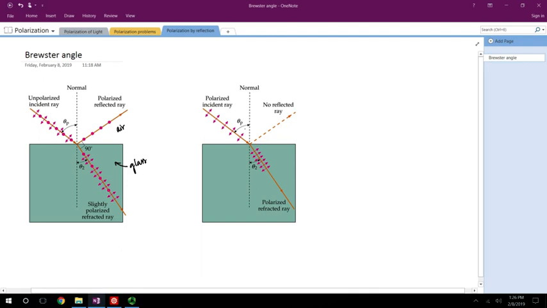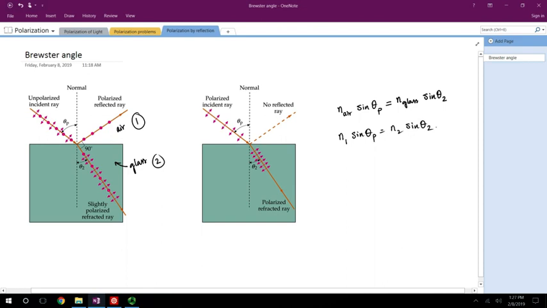Well, let's just apply Snell's law to this first picture over here. If I apply Snell's law, then N air times sine theta p in that picture is equal to N glass times sine theta 2. Okay, so now I'm doing this for air and glass, but we could as well do this for medium 1 and medium 2, right? So in that case, it's just going to be N1 sine theta p is equal to N2 sine theta 2.